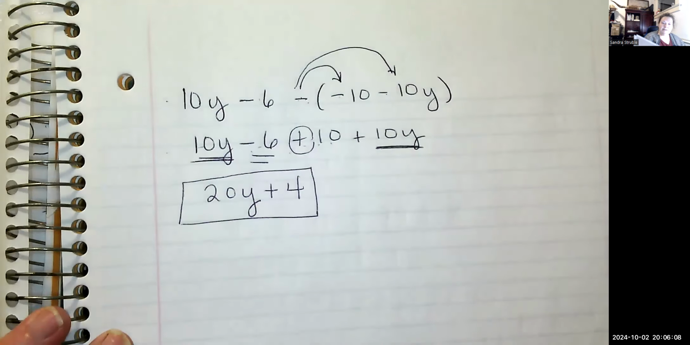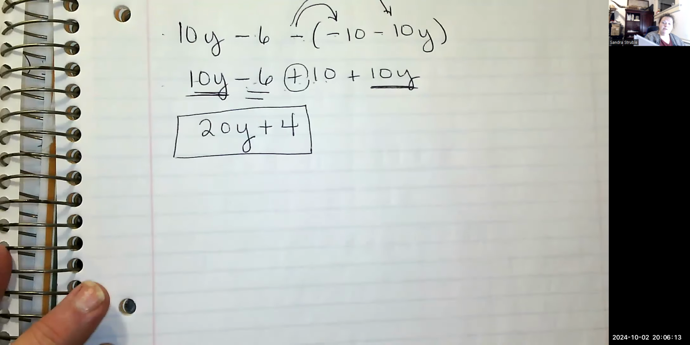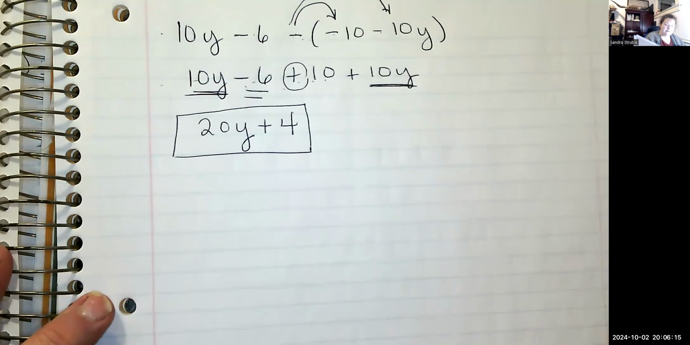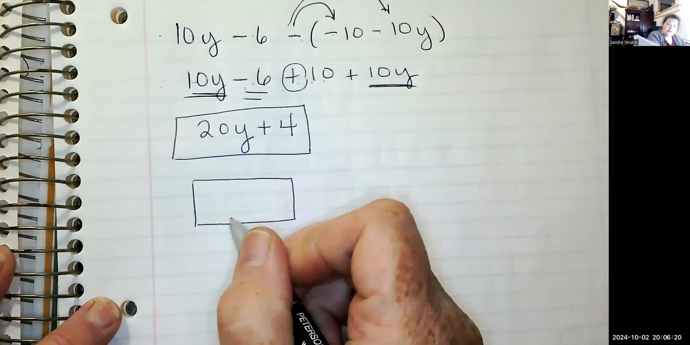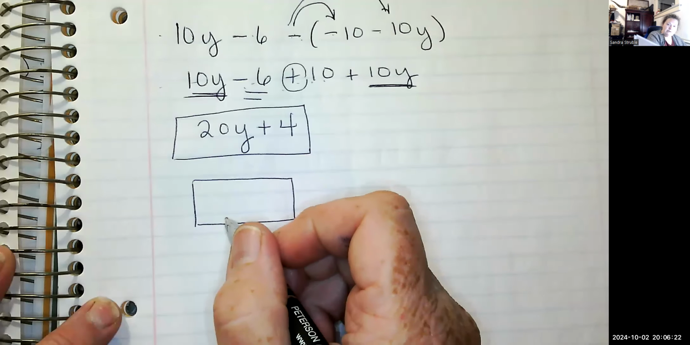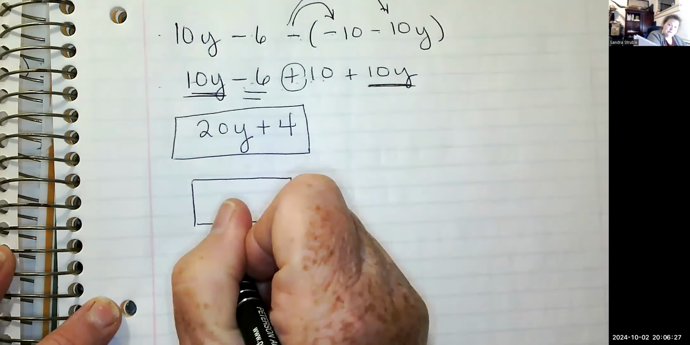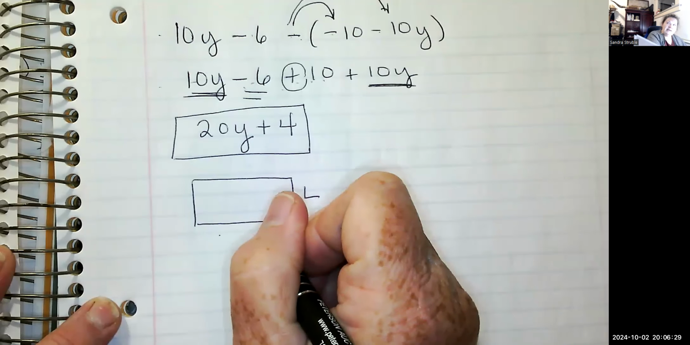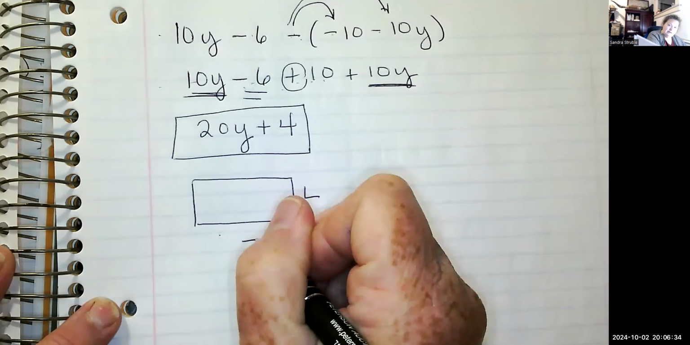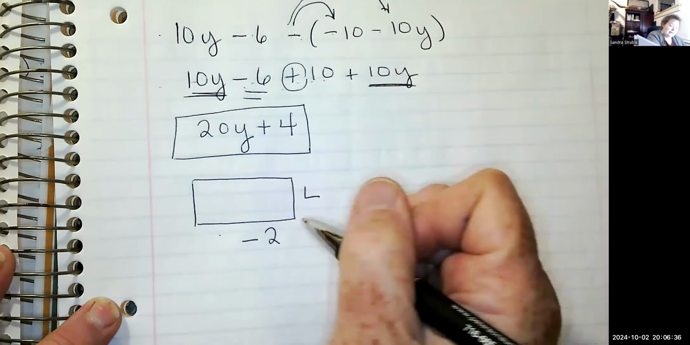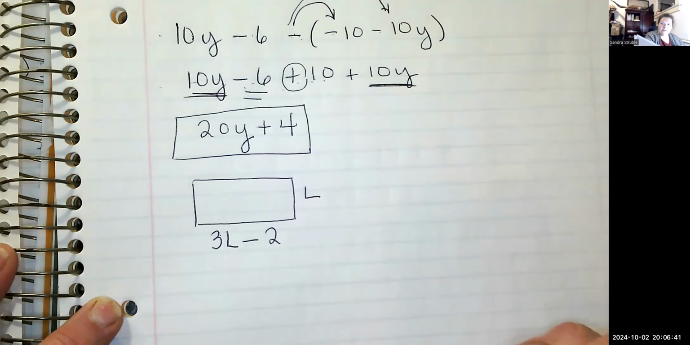All right, the next one says the width W of a rectangle is 2 feet shorter than 3 times its length. Okay, the width of a rectangle is 2 feet shorter than 3 times the length. All right, so what if this is the length and this is 2 feet shorter than? Than means I have to flip it. 2 shorter than 3 times the length. 3 times L is 3L.